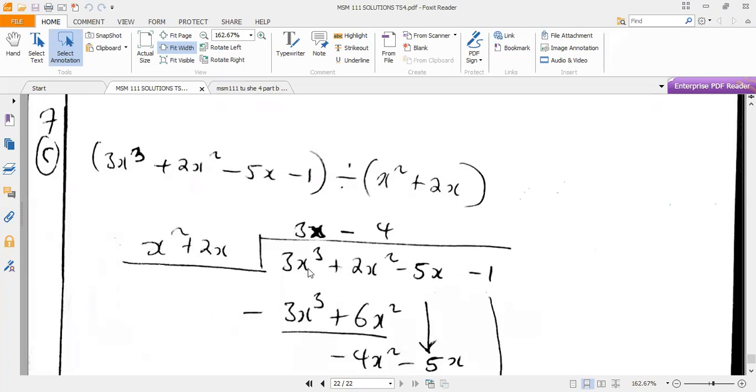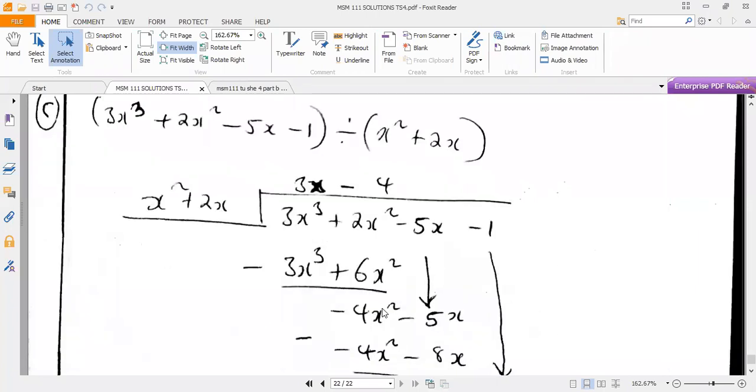So now we simply go on to say 3x again times this guy here, the 2x. Don't forget the 2x there. 3x times 2x is 6x squared. Are we okay there? Hope we are. So now we can subtract. 3x cubed minus 3x cubed is 0. We don't show it. Then 2x squared minus 6x squared gives us negative 4x squared, isn't it?